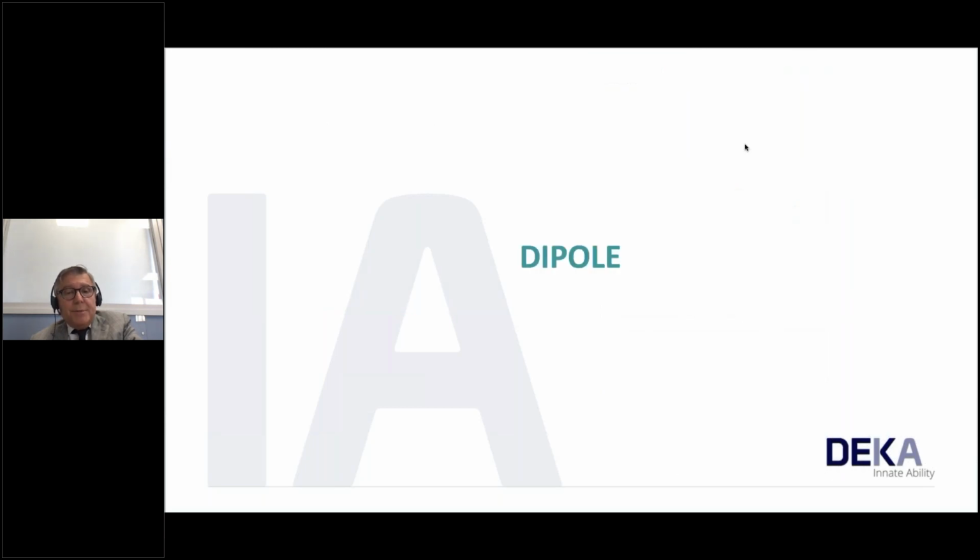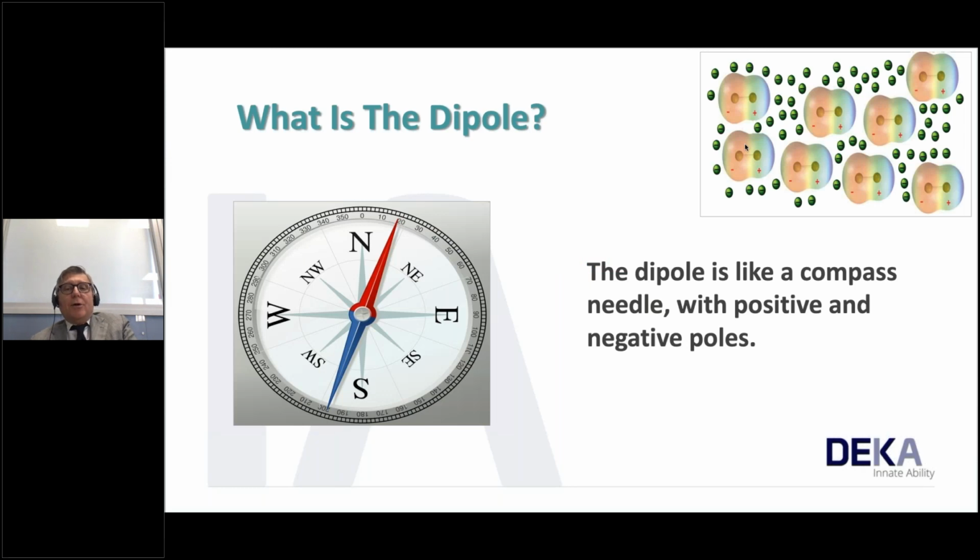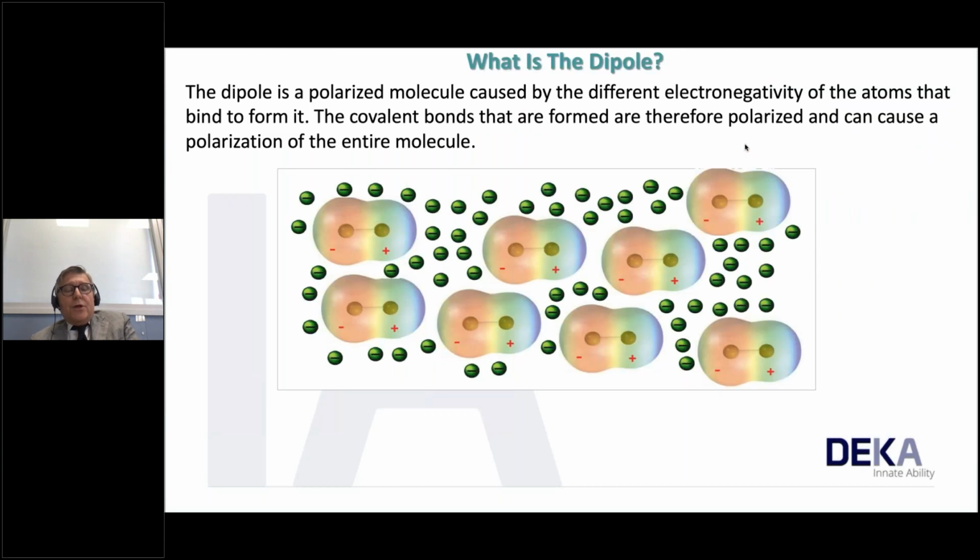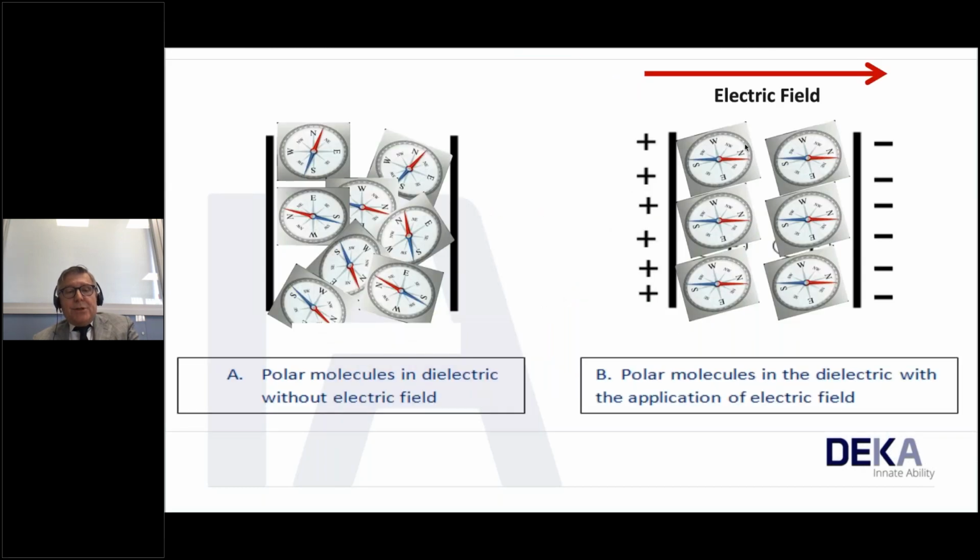Dipole. What does it mean? The dipole is like a compass needle with positive and negative poles. The dipole is a polarized molecule caused by the different electronegativity of the atoms that bind to form it. The covalent bonds that are formed are therefore polarized and can cause a polarization of the entire molecule. You see the difference of the polar molecules in a dielectric without electric field and with electric field. You see the molecules are oriented in the same direction as the field.